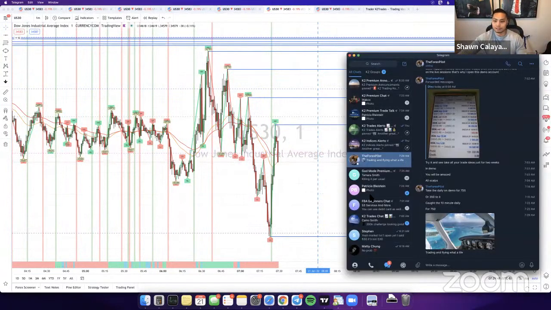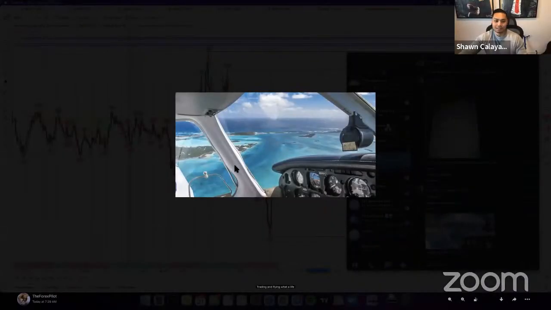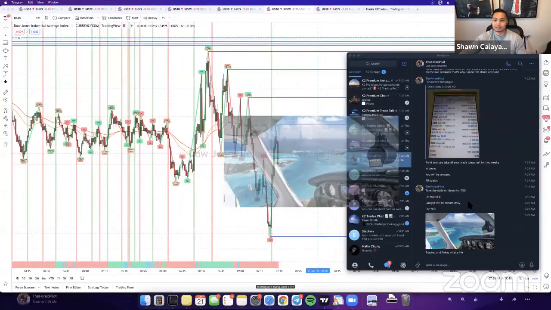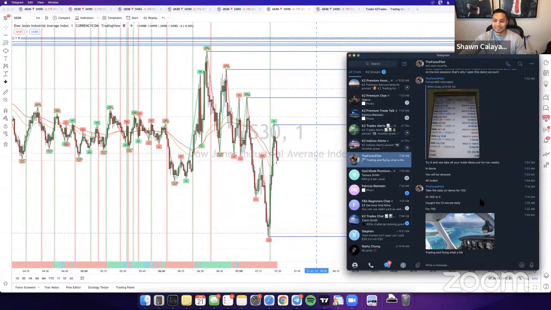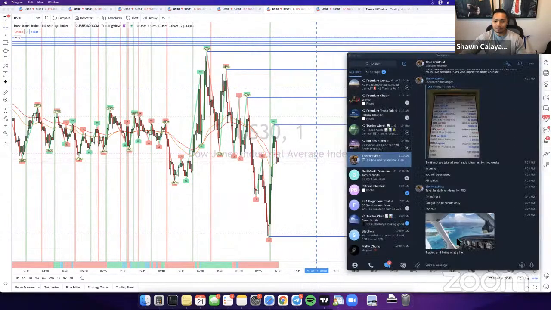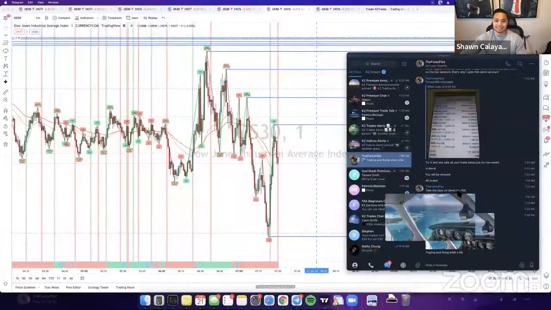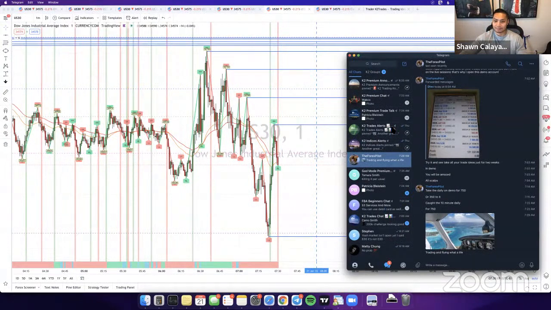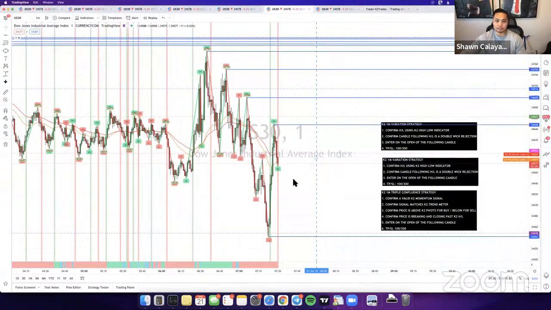Nice. Deswell said, trading and flying is what life is about. So damn, Deswell is flying, and he's also trading, because Deswell is a pilot. Deswell's crazy. He's flying a plane right now over the ocean while he's trading. That's crazy, Deswell. But no, Deswell's been with K2 for a while. So, great work, Deswell. I like to see that you're doing really well with your trading and you're still flying like you like to.